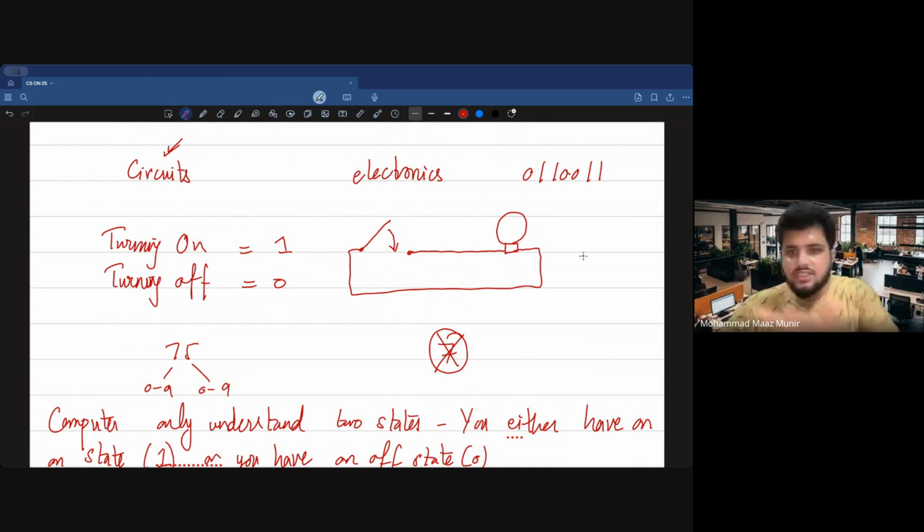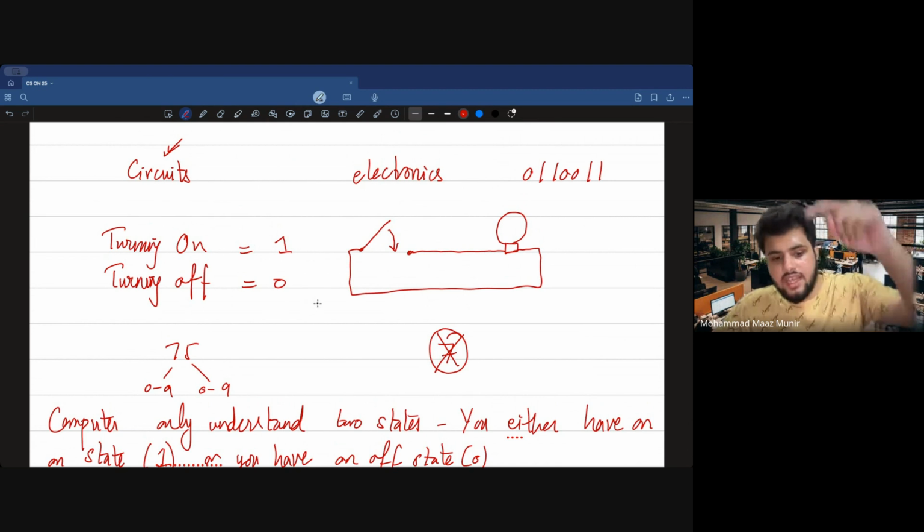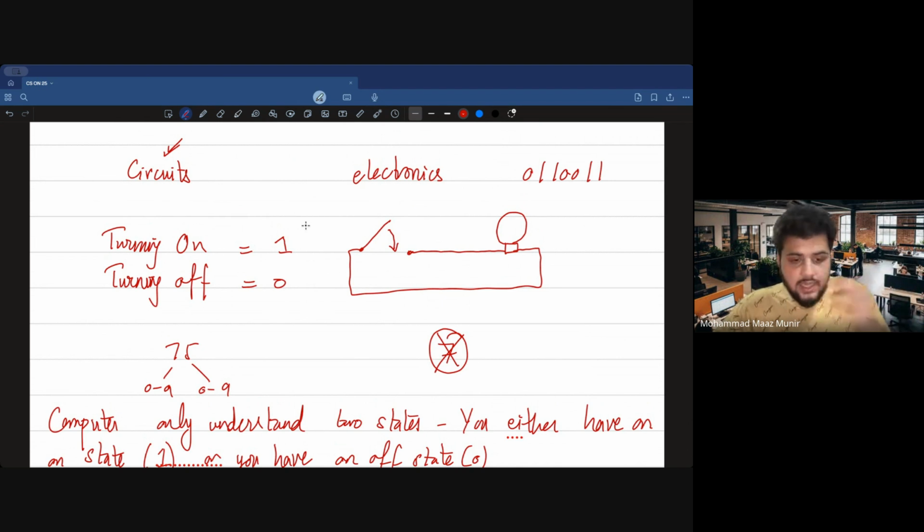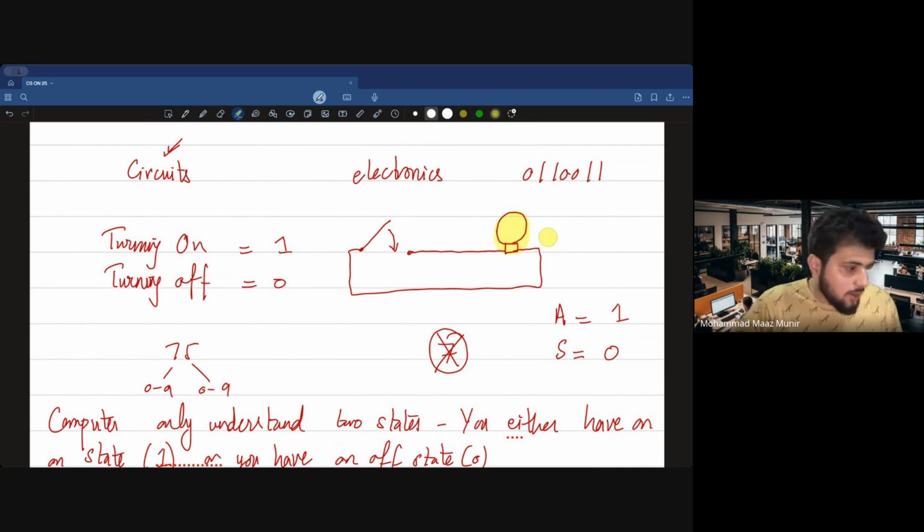Let's say I have this lamp. I want to create a program so that when I press the A button on my keyboard, it should turn on the lamp, but when I press the S button, it should turn off. I program my keyboard in a manner where the A button tells the computer that I'm trying to press 1, whereas the S button means 0. If I press A once, the light is going to turn on. But as soon as I press the S button, the light is going to go away.